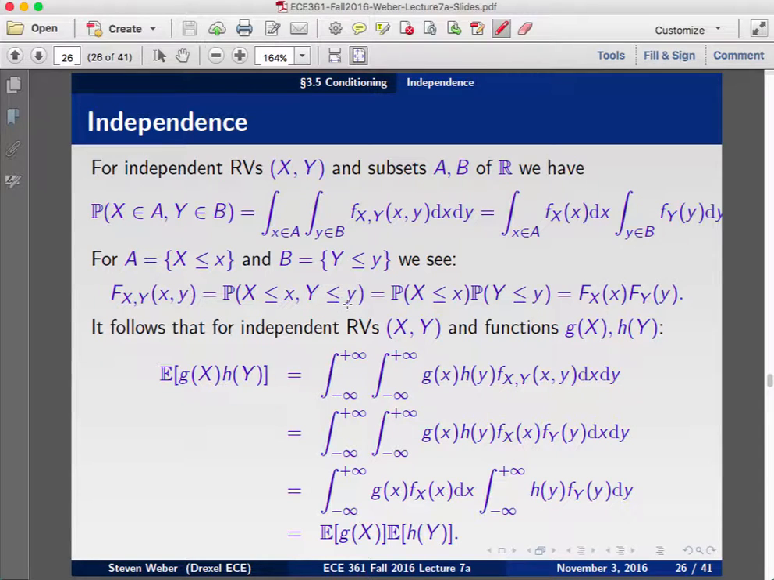If x and y are assumed to be independent, then using the descriptions and definitions we've just been discussing, that joint CDF is going to be the product of the marginal CDFs. Using the same rule here, the probability that x is less than or equal to little x and y is less than or equal to little y is the product of the probabilities that the random variable x is less than or equal to little x times the probability that random variable y is less than or equal to little y. And this, of course, is simply the product of the CDFs at x and y respectively.